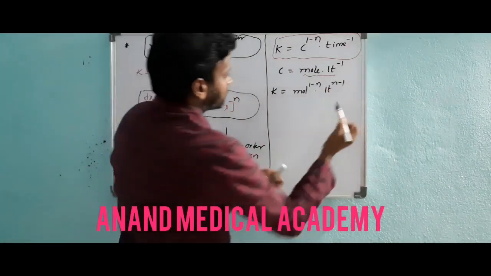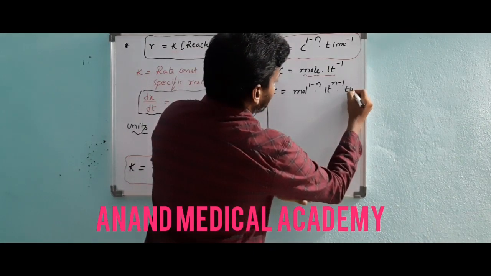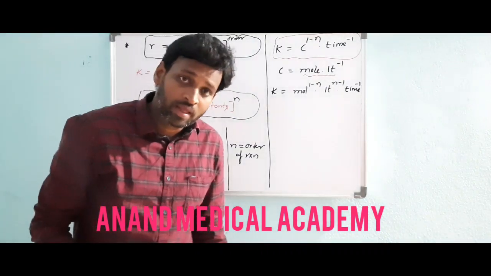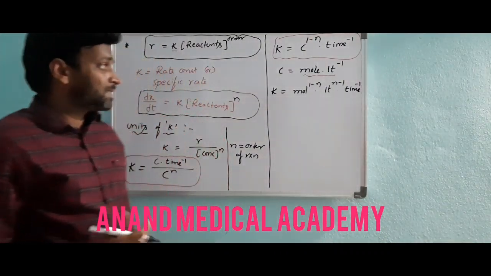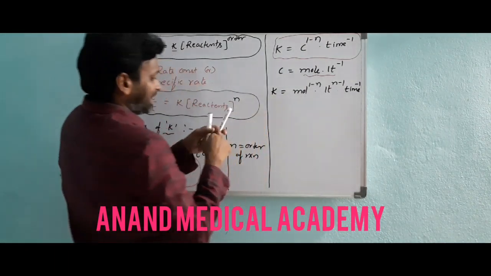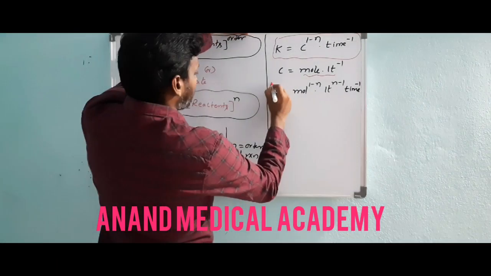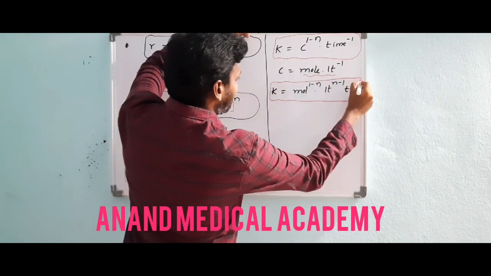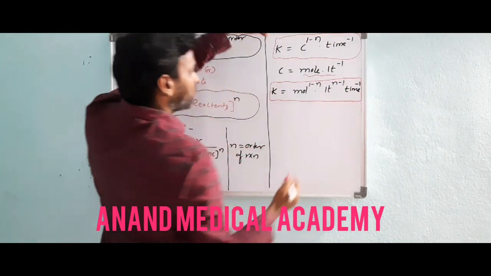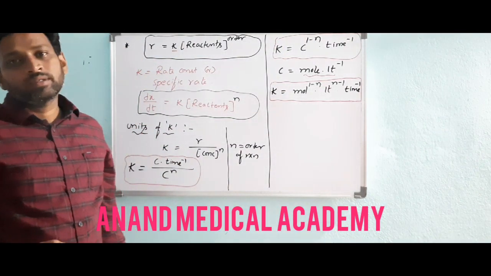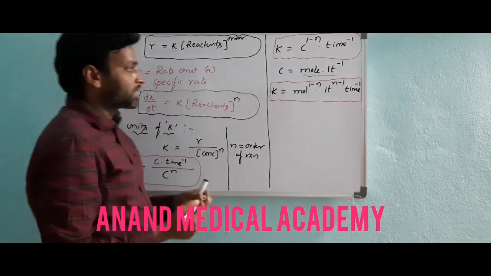What is the time inverse? You can take anything else, like minute inverse, hour inverse, or in terms of seconds. So this is exactly the K units. K is equal to mole power 1 minus n, liter power n minus 1, and time power minus 1. Okay, so these are the K units.